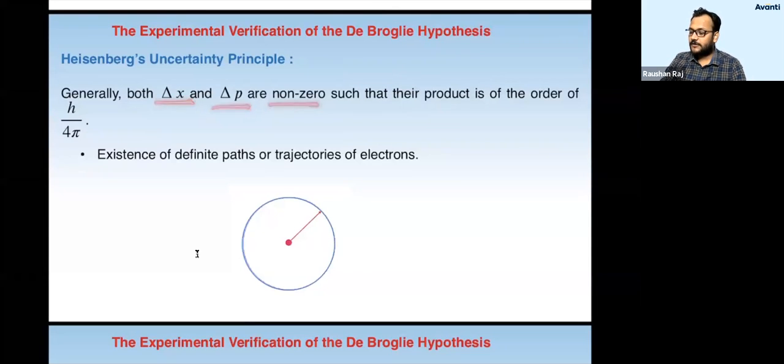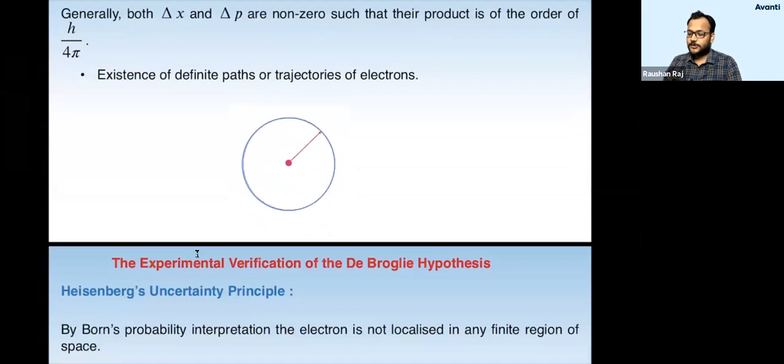नॉन जीरो, एंड द प्रोडक्ट विल व्हाट? ऑफ द ऑर्डर h by pi. एग्जिस्टेंस क्या था बच्चा लोग? डेफिनेट पाथ का. तो आपने देखा होगा फिगर ऐसा कुछ बना हुआ. Have you seen this figure?